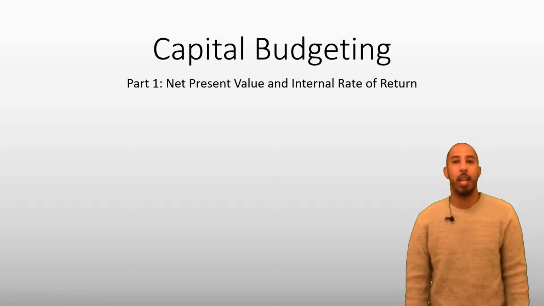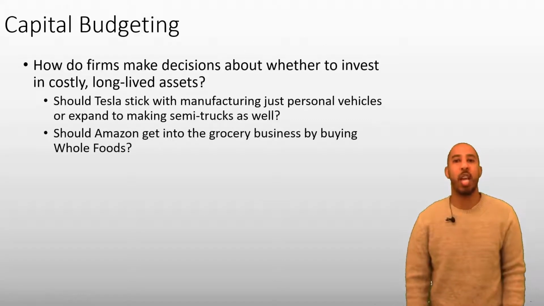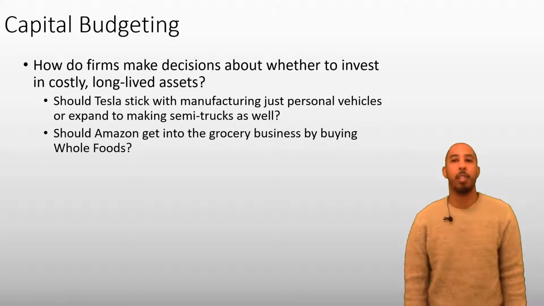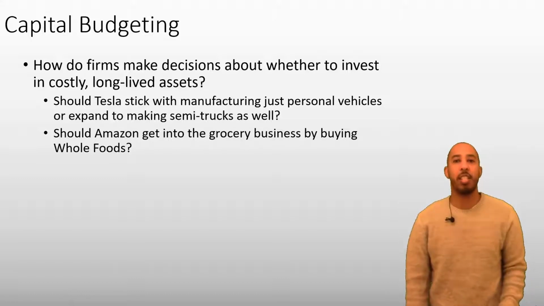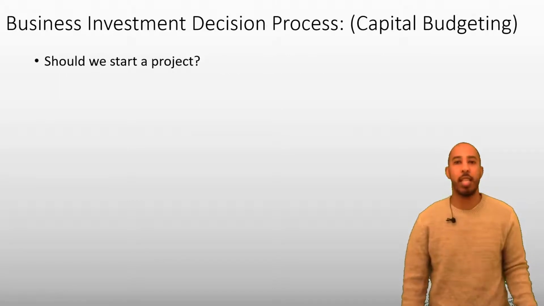How should a company like Tesla decide what type of investments to take on? Should they keep their focus on manufacturing personal vehicles, or should they purchase the assets necessary to expand their business into making semi-trucks? That's a capital budgeting decision. Or if Amazon's considering whether or not to purchase Whole Foods, that would be a capital budgeting decision. In both of these situations, a company's trying to decide if they should allocate some of their funding toward a specific project. And to answer that question, we need to go through a series of steps.